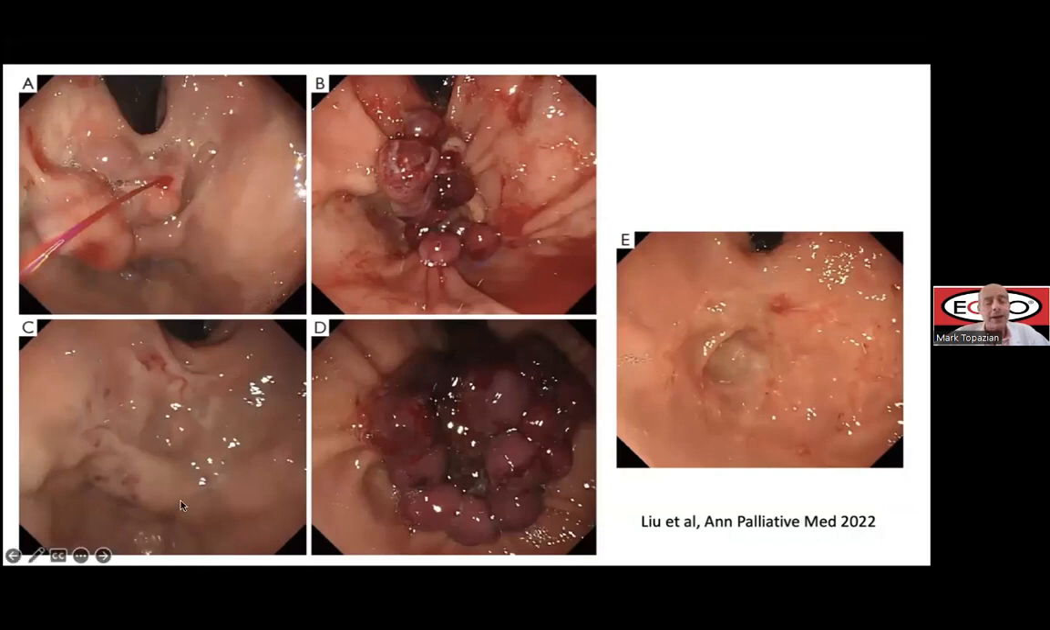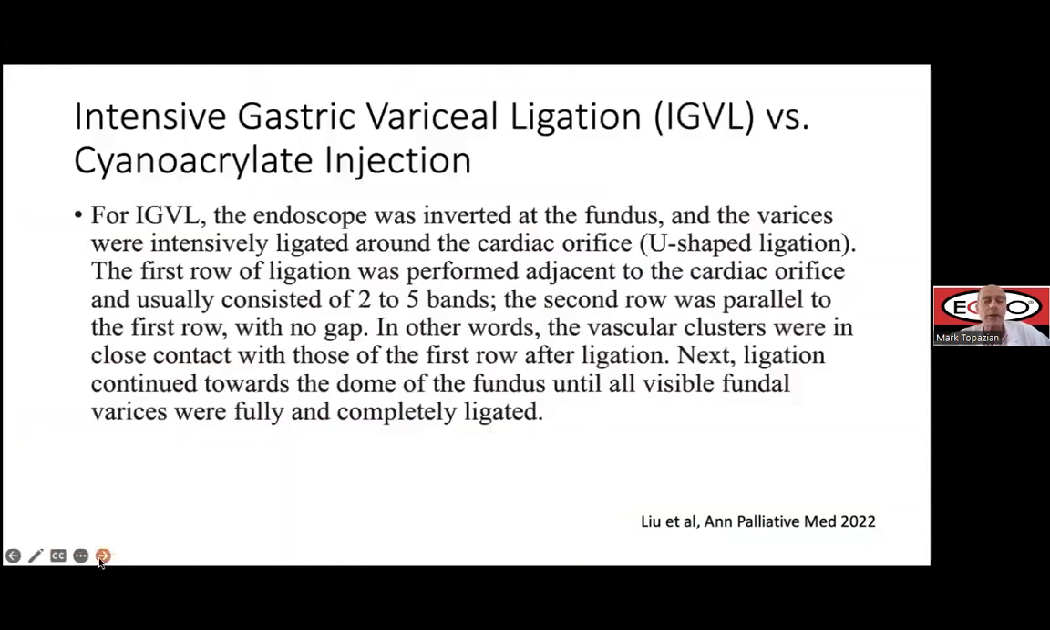So here's a follow-up endoscopy a couple of weeks later. And they said, oh, there's still varices here. This is still really a varix. It's not as large as it is here. And this and this. So they have a technique where they put between 15 and 25 bands on this area to treat the gastric varix. And here now is the follow-up endoscopy, and they're satisfied. They said now there's no gastric fundal varix. So how do they put all these bands? Well, here's how they describe it. The endoscope was inverted at the fundus, and the varices were intensively ligated around the cardiac orifice in a U-shaped pattern.